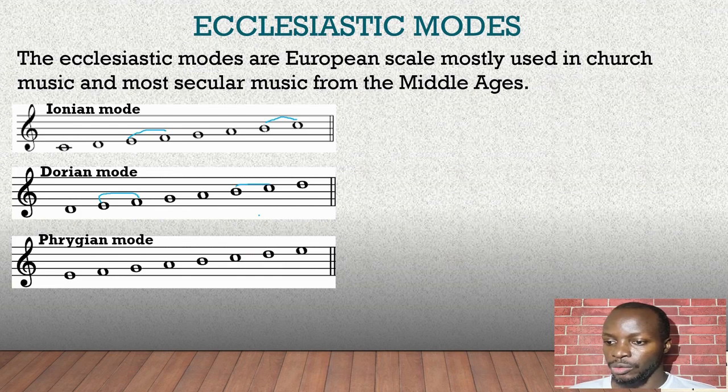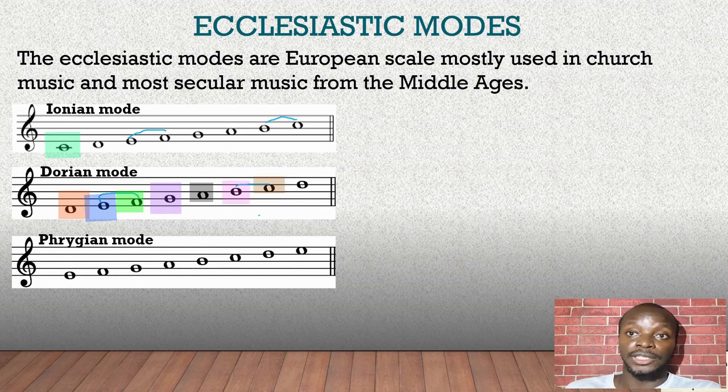So the Phrygian mode starts from E. So we've talked about the one created on C, which is the Ionian mode, and we've talked about the Dorian mode, which starts from D. So when you have D, E, F, G, A, B, C, D, that's your Dorian mode. And when you have C, D, E, F, G, A, B, and C, that's your Ionian mode.